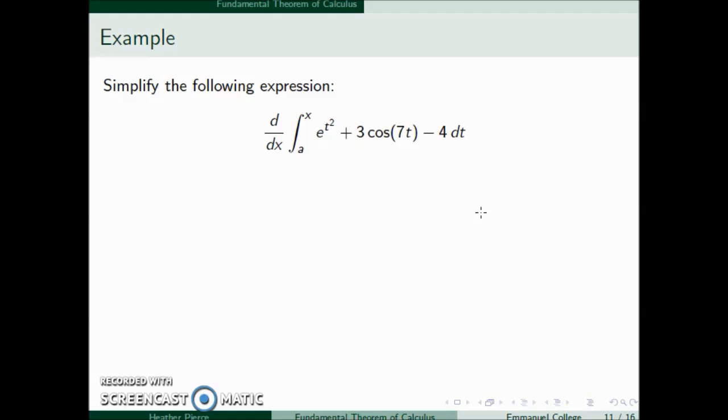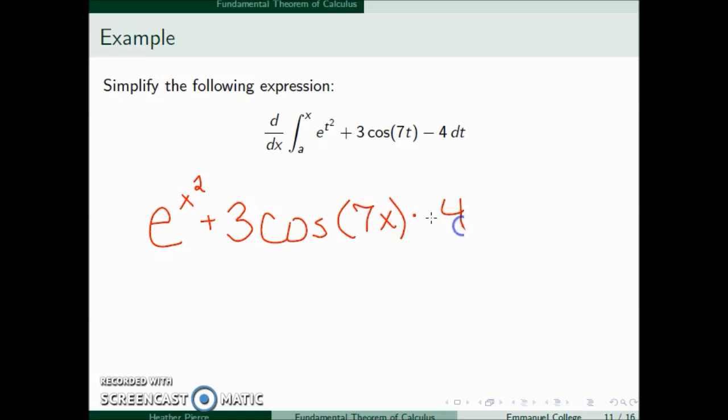One more example. We want to do the same basic thing. Everything's going to cancel out. We just have to change the t's to x's. So we have e to the x squared plus 3 times cosine 7x minus 4.